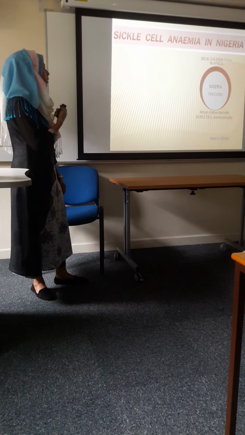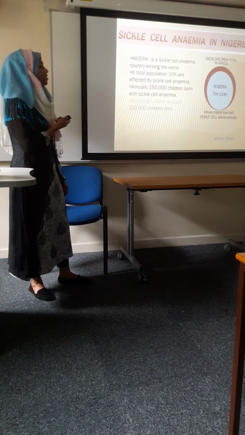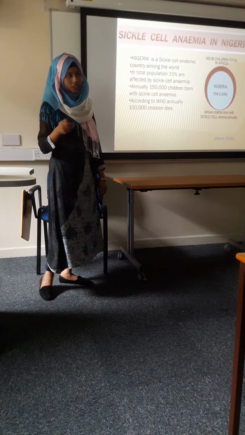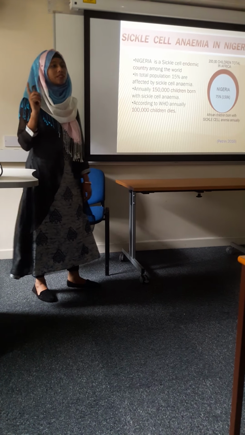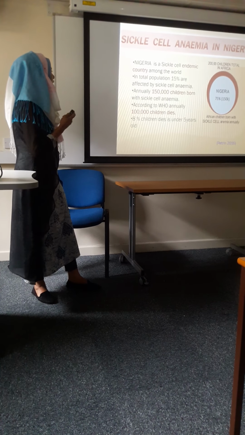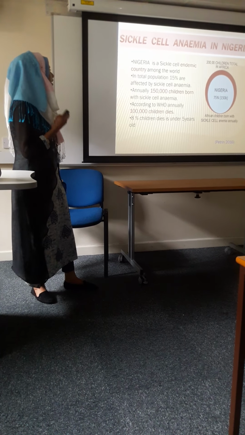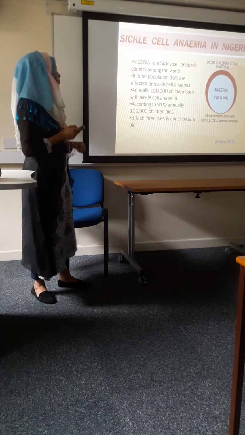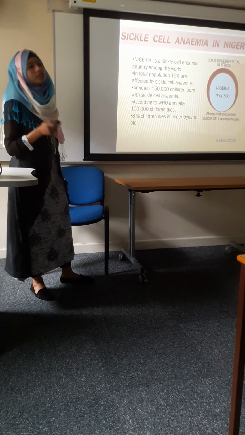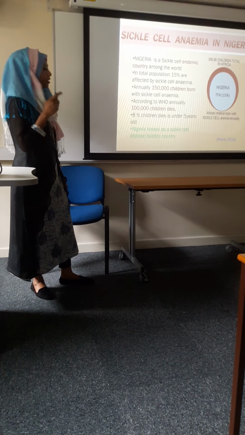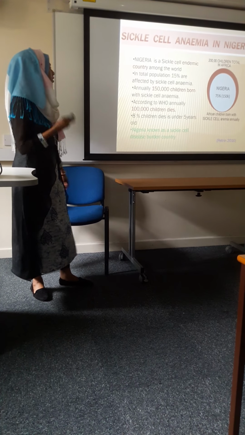Now come to my main point, which is sickle cell anemia in Nigerian children. Nigeria has a population of 112 million. In this vast population, 50% of the population are affected by sickle cell anemia. Annually, 150,000 children are born with sickle cell anemia in Nigeria alone. And according to the WHO, every year 100,000 babies die due to this fatal disease. And of this vast count, 8% are children under 5 years.